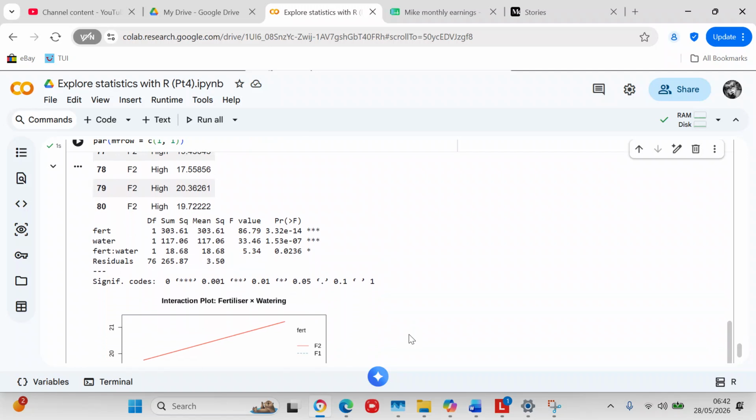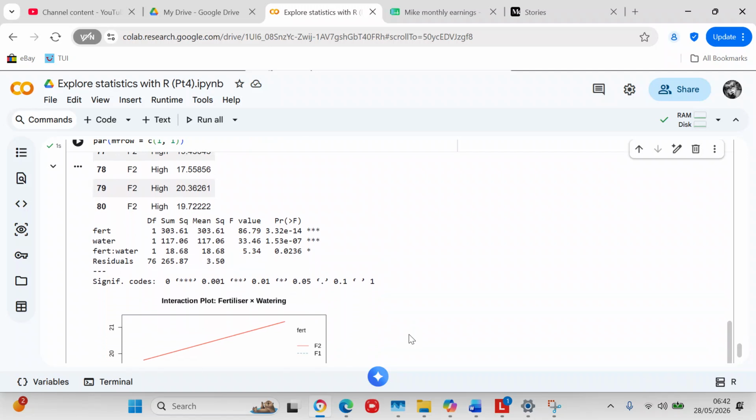So you've got FERT, water, FERT colon water, and residuals. Your degree of freedom for FERT is 1, because you've got 2 types of fertilizer, F1 and F2. You calculate your degree of freedom by subtracting 1 from that. So 2 minus 1 is 1.